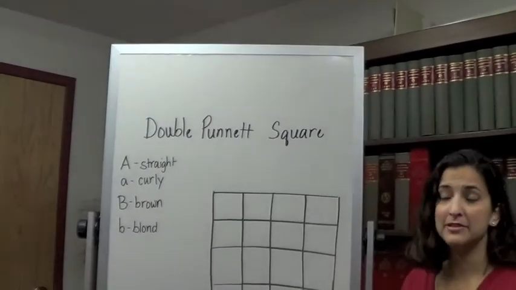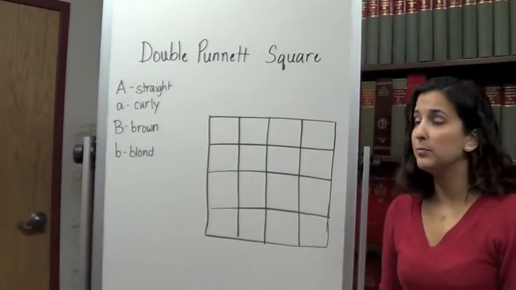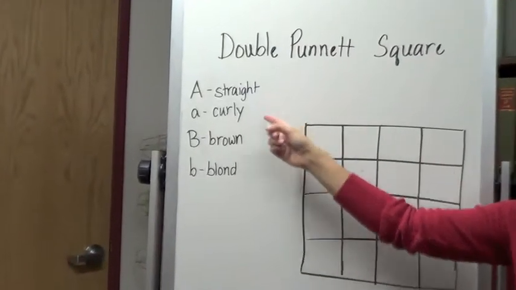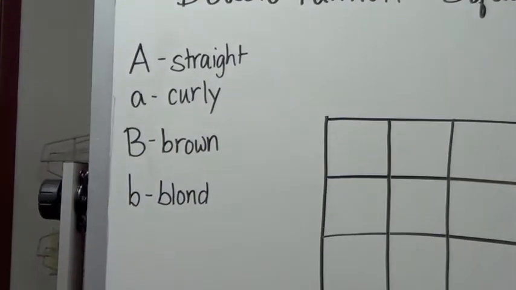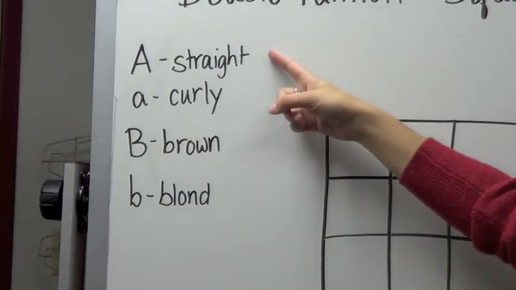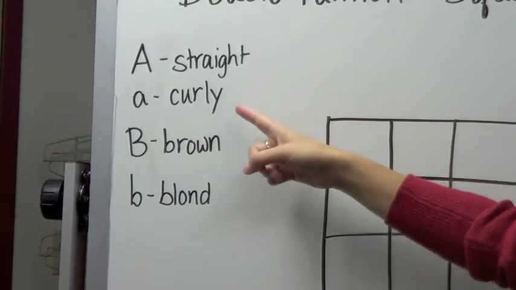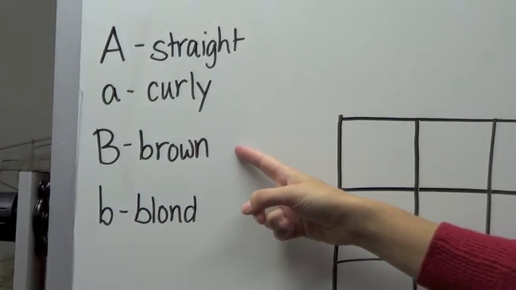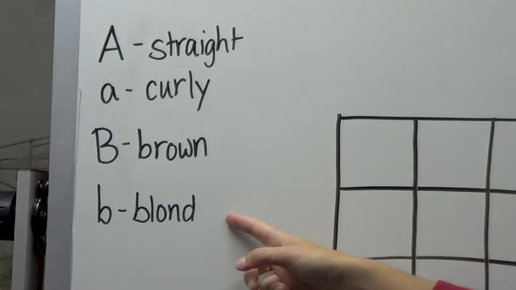Today we're going to talk about double Punnett squares. A double Punnett square is used when you're trying to find the frequency of having two traits at the same time. For an example, we're going to do hair color. Uppercase A is dominant, straight hair, and lowercase a is recessive, curly.